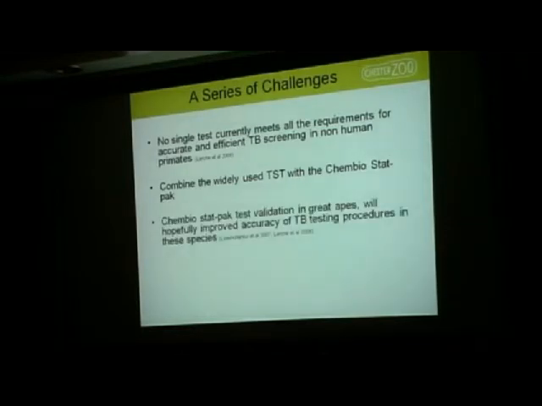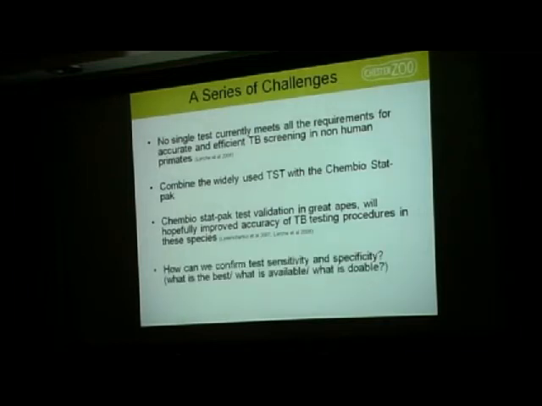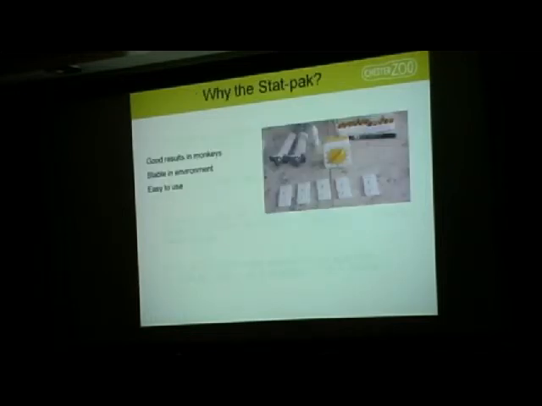Now, the STAT-PAK test validation in great apes, what we hoped, and what has already been published, will improve the accuracy of those TB testing procedures in these species. How can we confirm, however, the improvements in sensitivity and specificity? What is the best test to use in field conditions where often there's no access to refrigeration? What is available, what is doable? Very challenging.